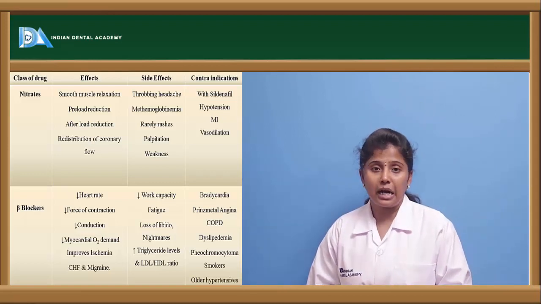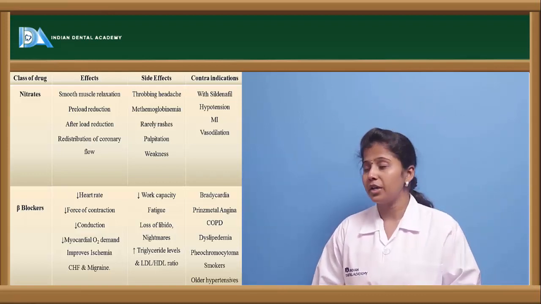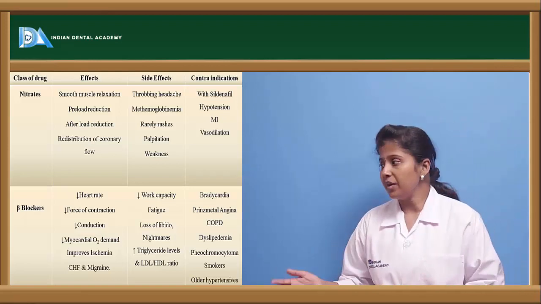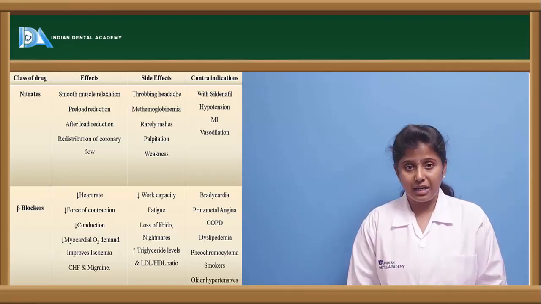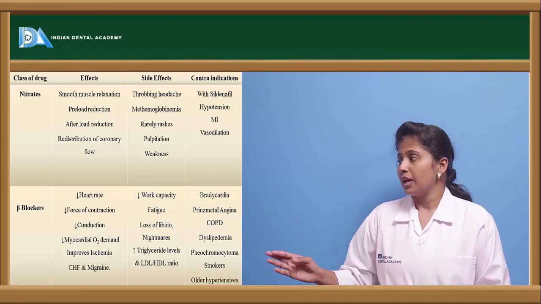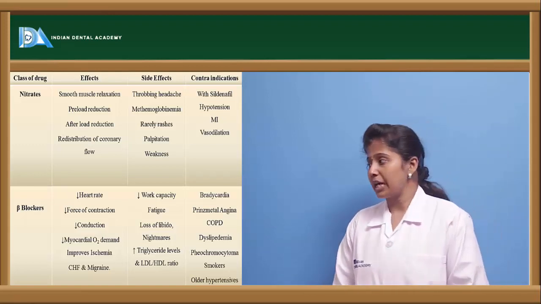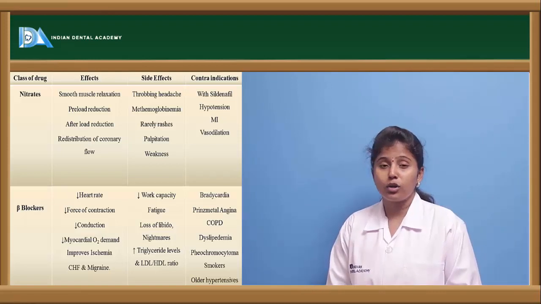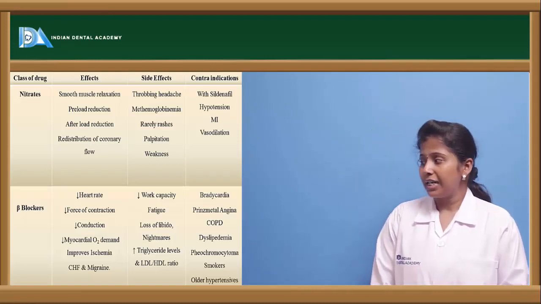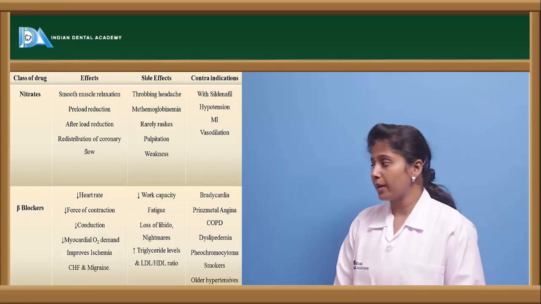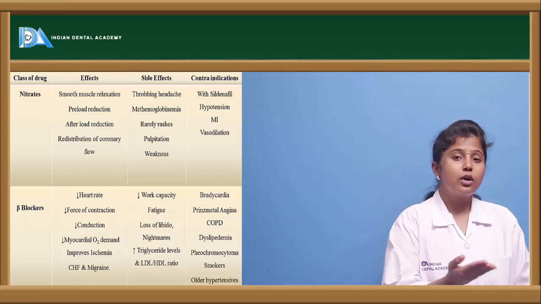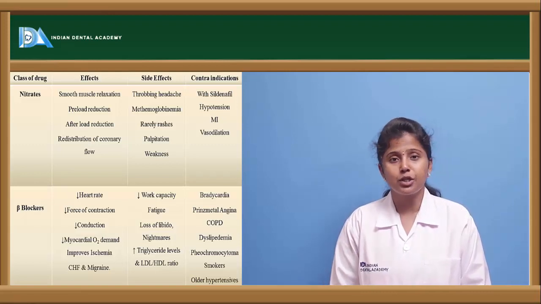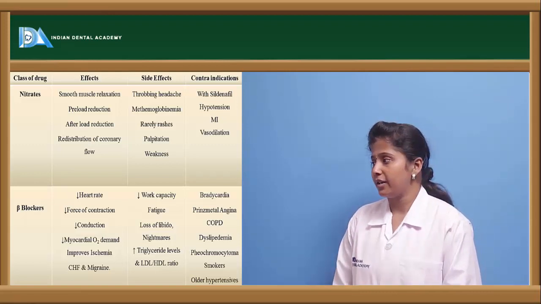And if we see the side effects, it causes decreased work capacity. So the capacity of the heart to work can be decreased if it is used for a longer period of time, and it causes fatigue, loss of libido, nightmares, and it increases triglyceride levels as well as LDL levels. And it should be strictly contraindicated in bradycardia, Prinzmetal angina, chronic obstructive pulmonary disorder, dyslipidemia, pheochromocytoma, smokers, and the person who has already taken medication for hypertension. So in all these conditions, beta blockers are strictly contraindicated.